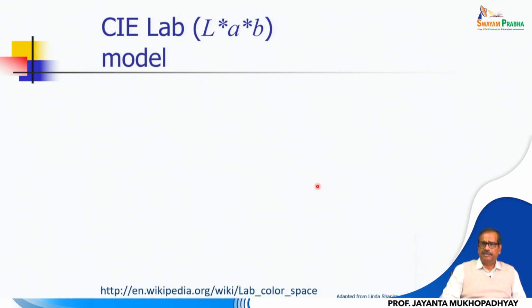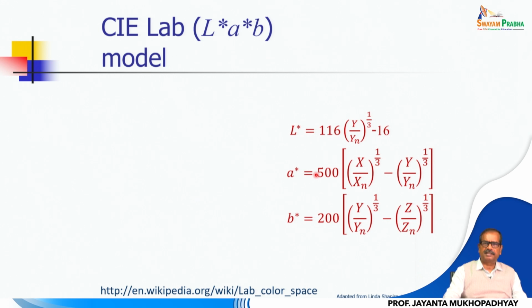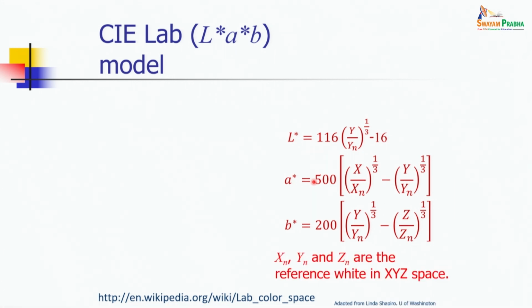Now where the Euclidean distance is most applicable, because it's a three-dimensional representation including the intensity value, is the LAB space, or you can say L star a star b star space. In this space, you can see that it's a nonlinear transformation. From XYZ you have these transformations, where Xn, Yn, Zn are the reference white in XYZ space. L star is the luminance channel, and a star and b star are the chroma channels or color channels.